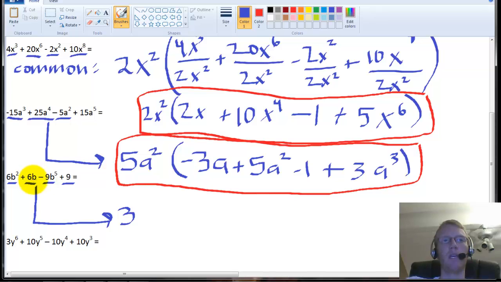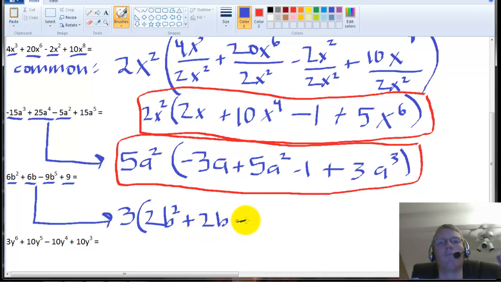I've got b squared, b to the fifth, and no b's at all. So actually they don't have any variable in common because this 9 right here doesn't have any b's at all. So there's no b's that they have all shared in common. So the only thing they have in common is that 3. So that's the only thing that I can divide out. So 6b squared divided by 3. So 6 divided by 3 is 2. But since I'm not dividing any of the b's out, all the b's will stay the same. So 2b squared plus 6 divided by 3 is 2, and then the b stays there, minus 9 divided by 3 is 3, b to the fifth, and 9 divided by 3 is 3.